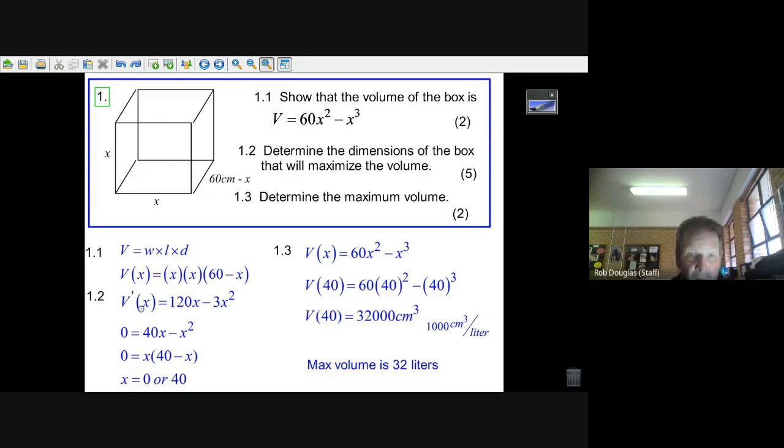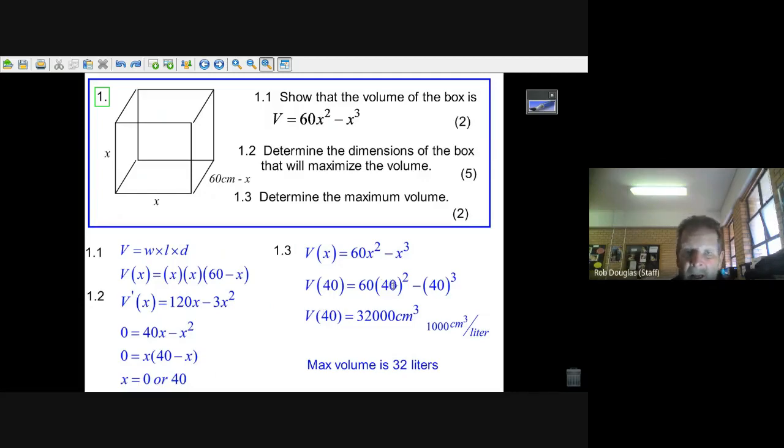The next step is you find the derivative. The derivative of 60x squared minus x cubed is 120x minus 3x squared. But then, what I did is I divided everything by 3, so I get 40x minus x squared. Then I factor out x, and I'm looking at the two things that will make it equal to 0: 0 or 40. Well, 0 is not very helpful. That's not going to maximize the volume. But 40 turns out to be your answer.